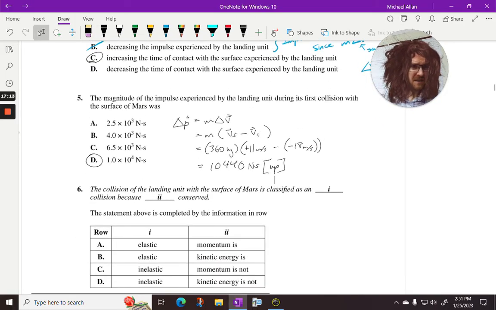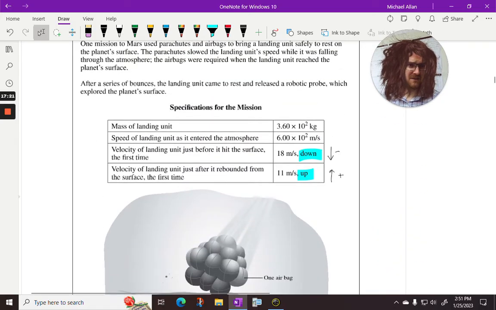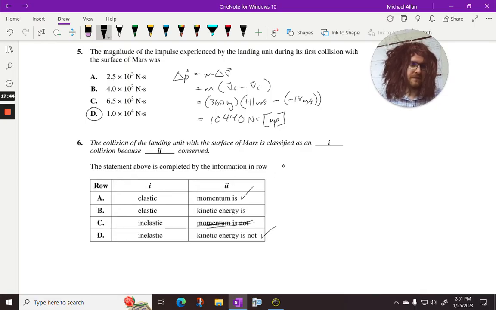Now, the collision can be classified as probably inelastic. You can look at the calculations here. If you go 1/2 mv squared to these two numbers, because one is bigger than the other, they're definitely not going to be the same thing, because you go v squared 18, v squared 11, definitely not the same number. So kinetic energy is not conserved here. Momentum is always conserved, so we could put that in there. Let's get rid of this one. And kinetic energy is definitely not conserved here. We'll cross off those two. So you have these two options.